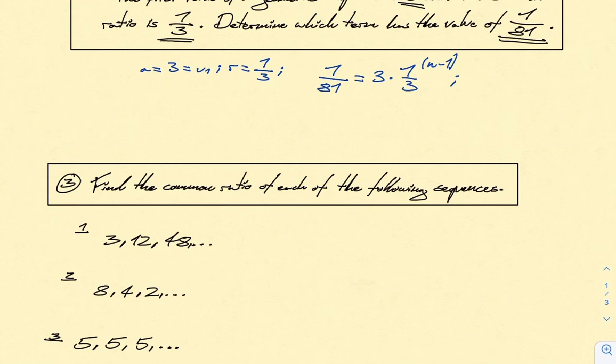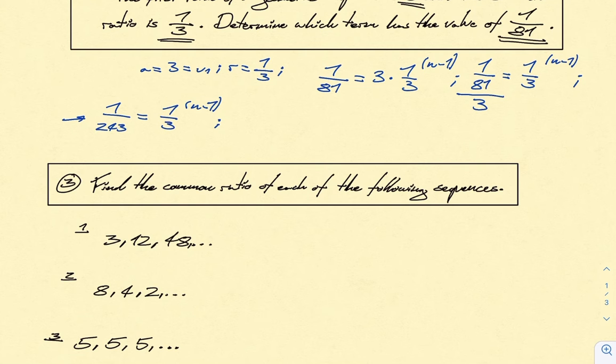So we know that 1 over 81 divided by 3 will be equal to 1/3 to the power of n minus 1. We are simply isolating all this, and you'll see now what we'll do. So usually you want to do this. I'm continuing here. So 1 over 243 equals 1/3 to n minus 1.